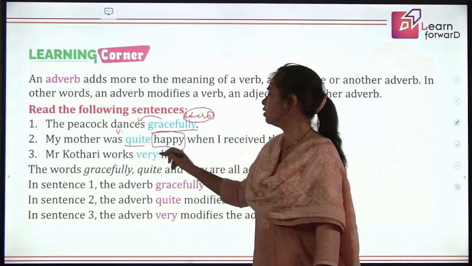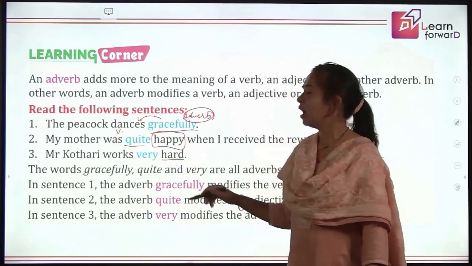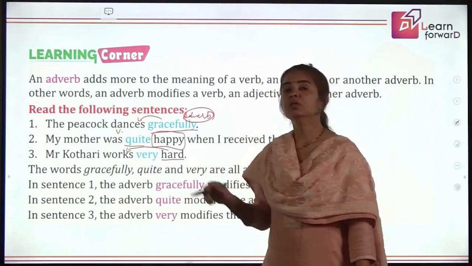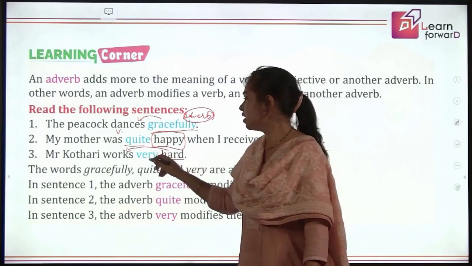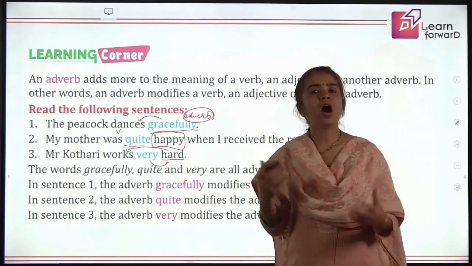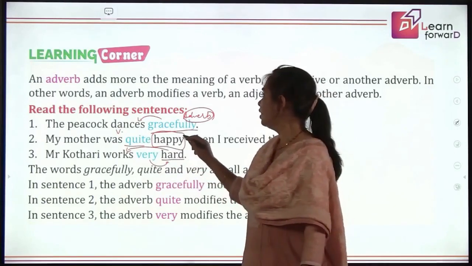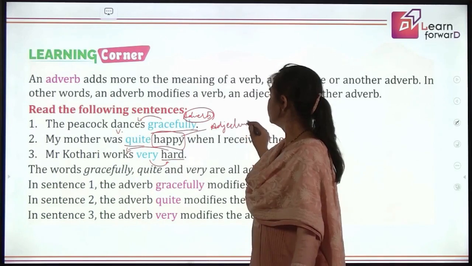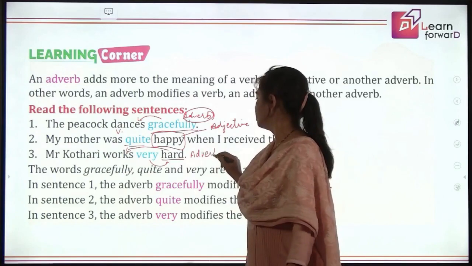Mr. Kothari works very hard. Here, works hard, if we stop here, hard is an adverb which is telling you about the verb works. So this is an adverb in itself, and very is again telling you the intensity of hard. That means how much hard? Again, this hard, or this hard. So here it was modifying an adjective. And in the third sentence, it is modifying some other adverb.